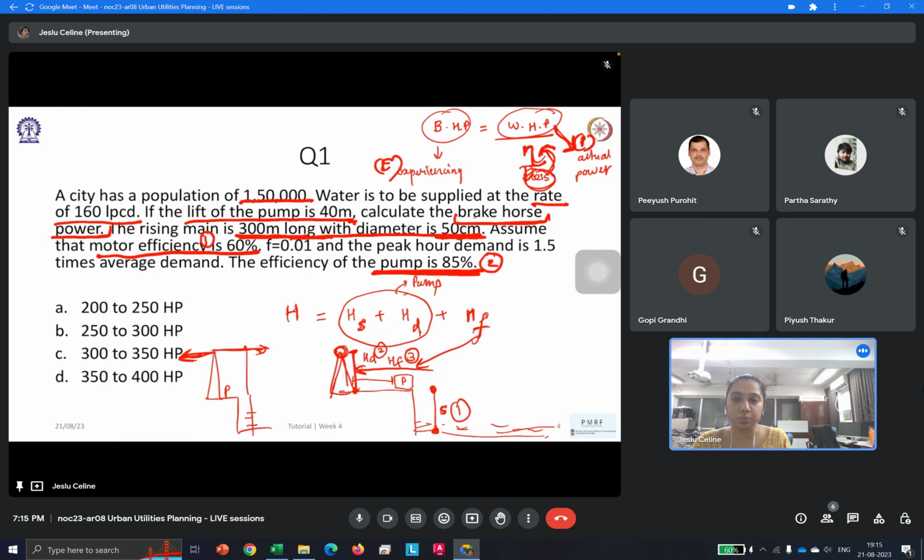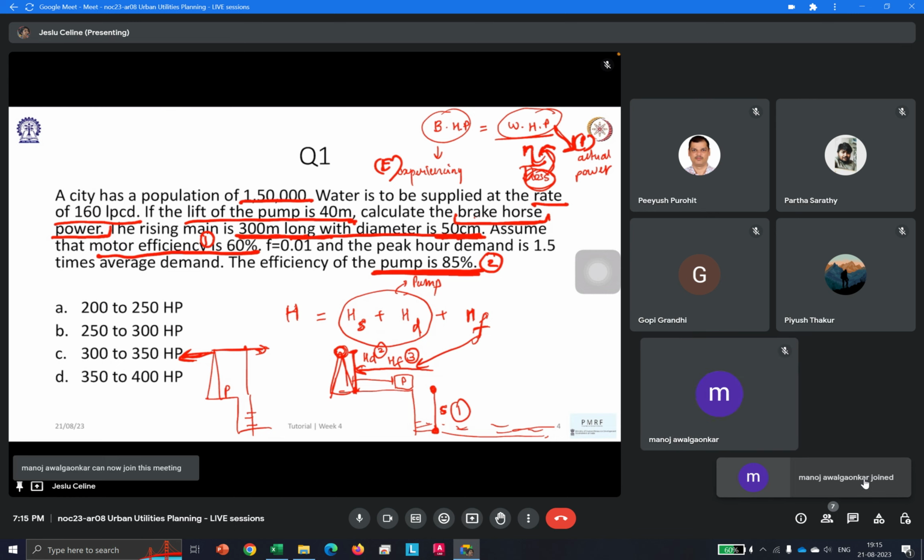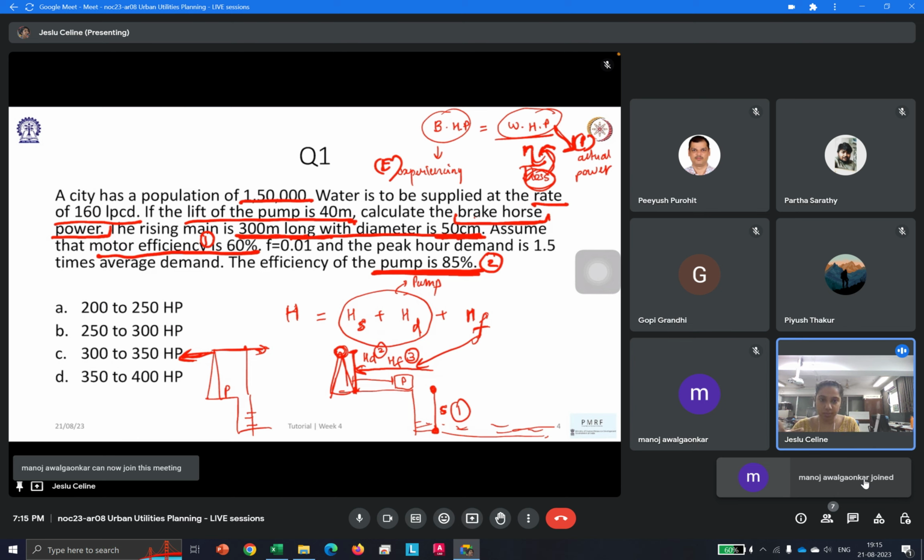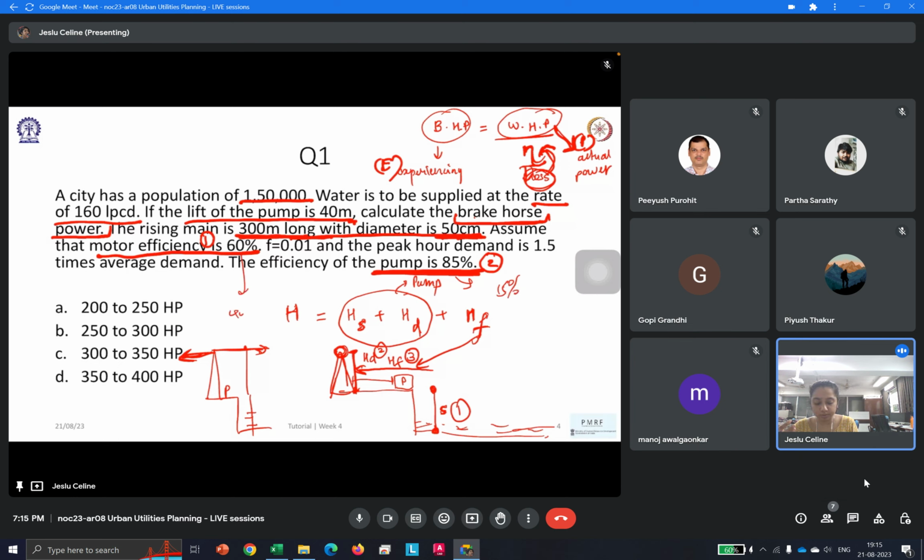So which one do we use? There would be a confusion in that. So we will have to use both, because if the pump itself is losing some amount of the work which is done, that also needs to be considered. So here about 15% is lost in the pump. Then another 40% is lost over here because of the motor which is being used. So both need to be considered.